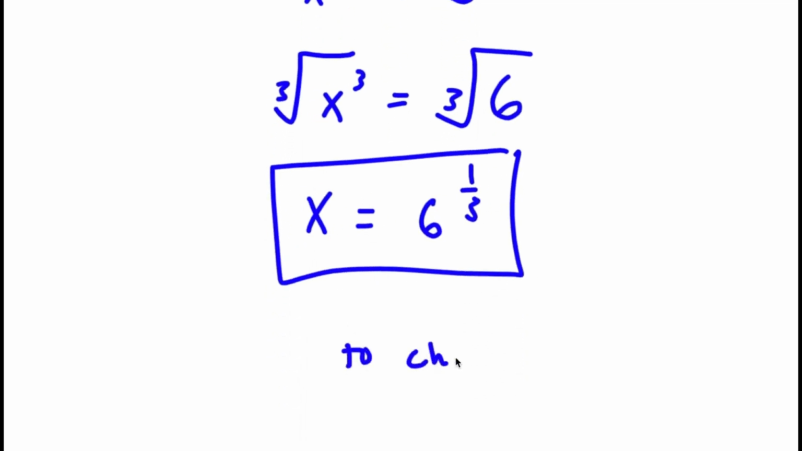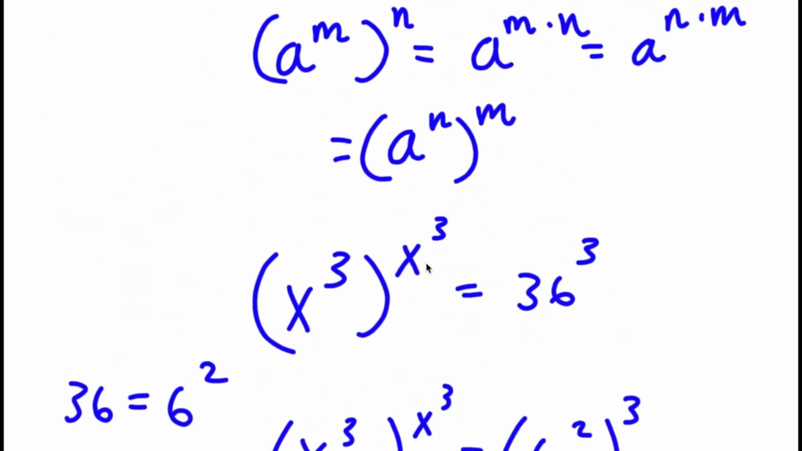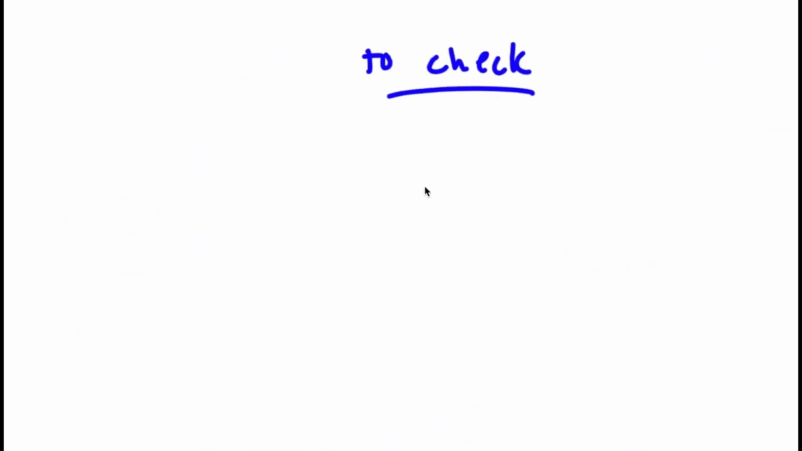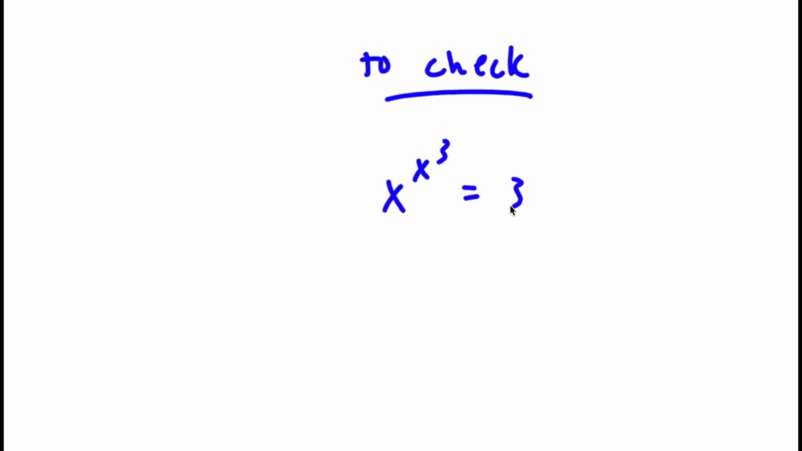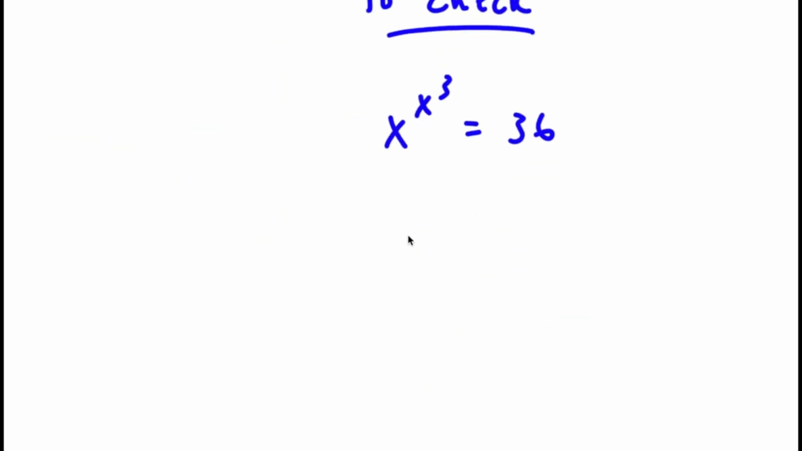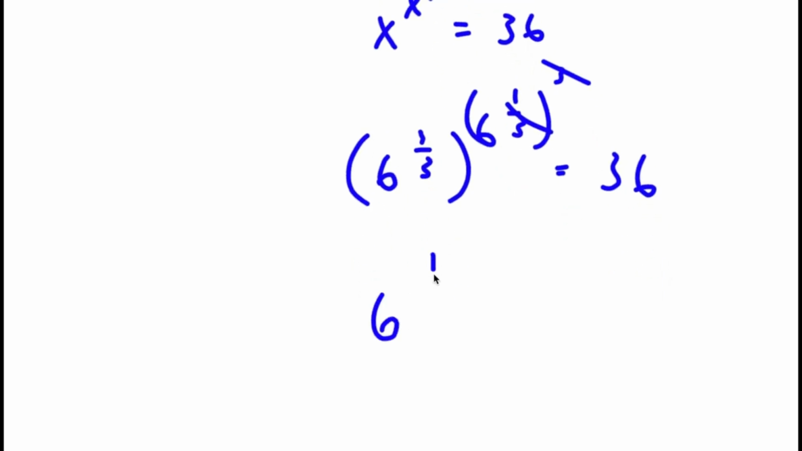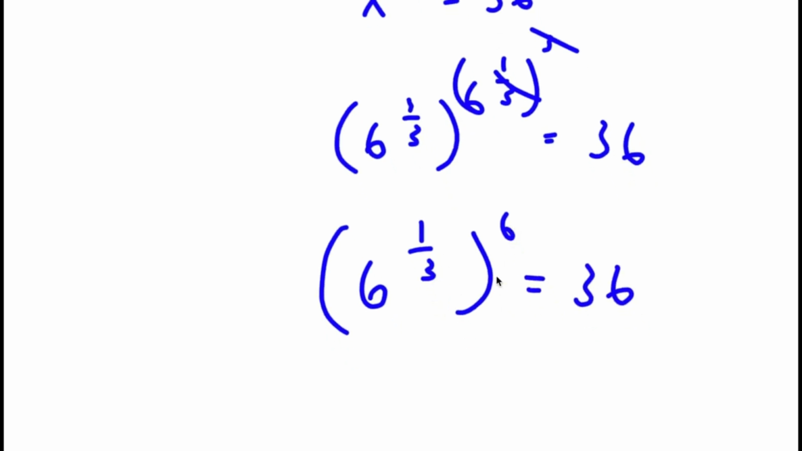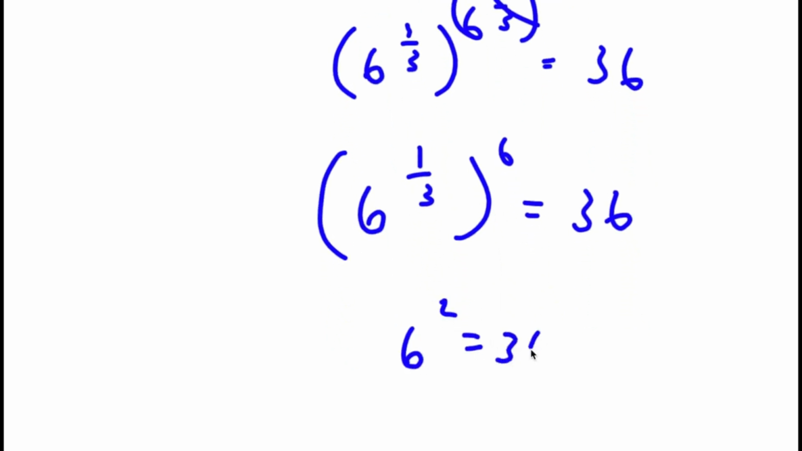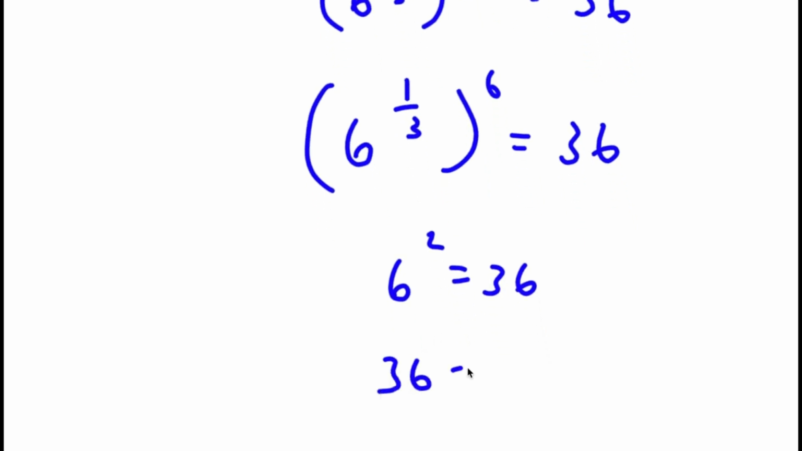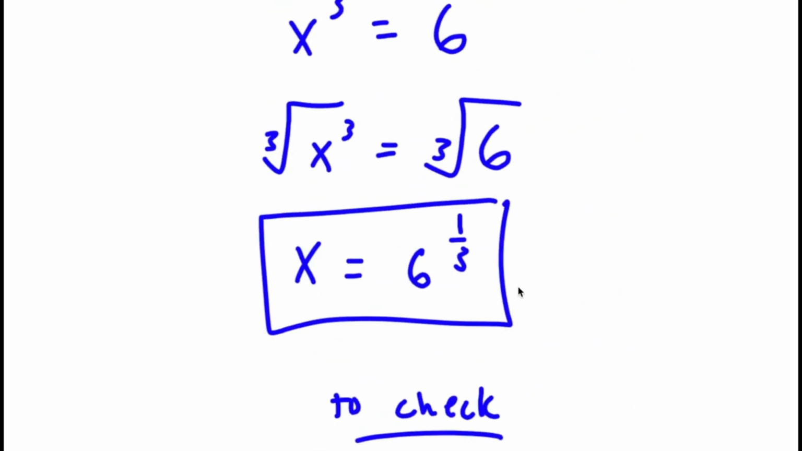So now to check, I have x to the power of x to the power of 3 equals 36. We know that x equals 6 to the power of 1/3. So now I have 6 to the power of 1/3 to the power of 6 to the power of 1/3 to the power of 3 is equal to 36. Now 1/3 and 3, these two cancel out. So now I'll be left with 6 to the power of 1/3 to the power of 6 is equal to 36. Now 1/3 times 6 is 2. So now I have 6 to the power of 2 is equal to 36. And 6 to the power of 2 is 36. So if 36 equals 36, and because this is right, my solution is right.